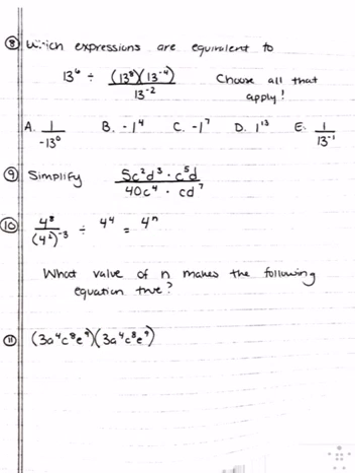Number 8, which expressions are equivalent to 13 to the 6th divided by 13 to the 8th times 13 to the negative 4th divided by 13 to the negative 2nd? Choose all that apply. I'm going to start by solving the top part. 13 to the 8th times 13 to the negative 4th. We're multiplying, so I'm going to add my exponents. I'm going to show my work up at the top. 13 to the 6th hasn't changed. But when I add my exponents, 8 plus negative 4, I get 4. So 13 to the 4th.